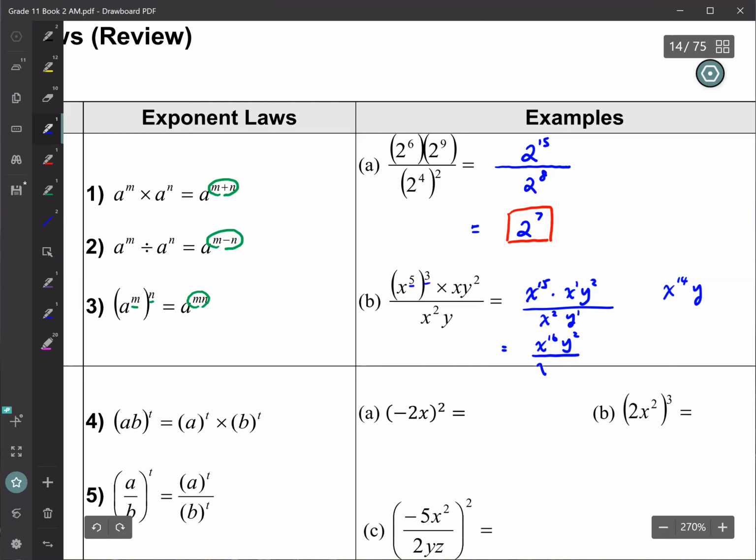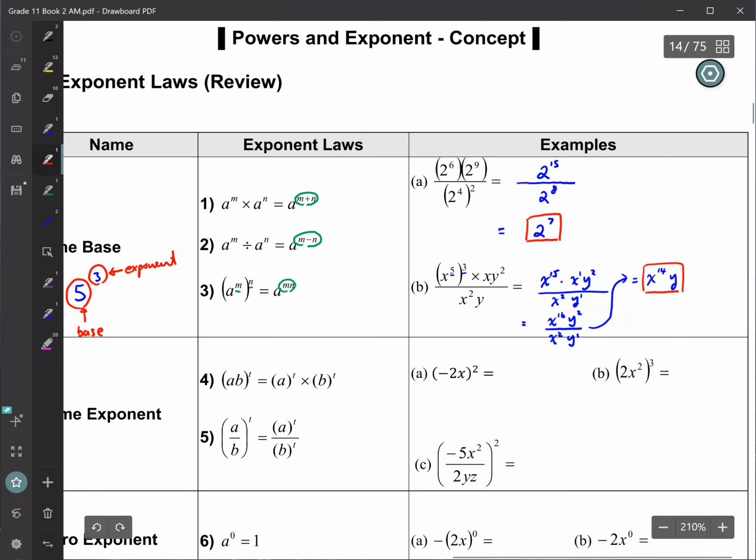In the denominator, x squared y to the 1. After that, they are dividing, right? So you will subtract the 16 and the 2, and 2 and the 1 you subtract. So you get the final result, okay? So just add and subtract and multiply, right? Shouldn't be too much a problem.